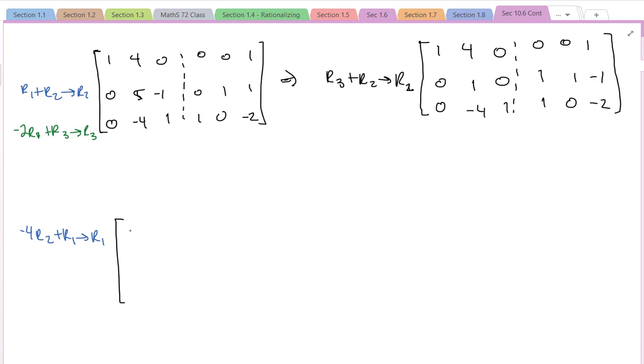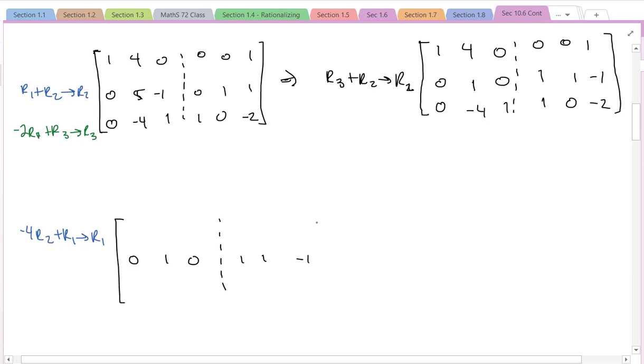So when I do this, I'm using row 2 to change the other one. So row 2 is going to stay the same: 0, 1, 0, and 1, 1, -1. And for the first row, we said -4 row 2 plus row 1 gives us the new row 1. So there's a 0 there. So this one isn't affected. -4 plus 4 is 0.